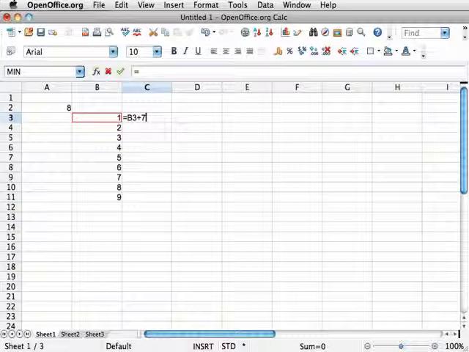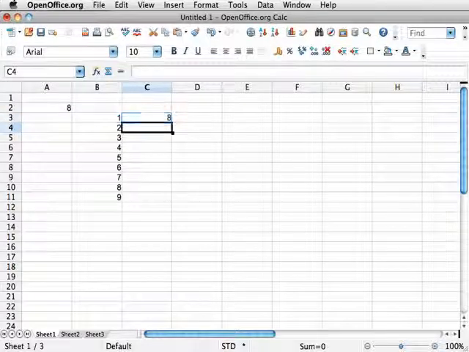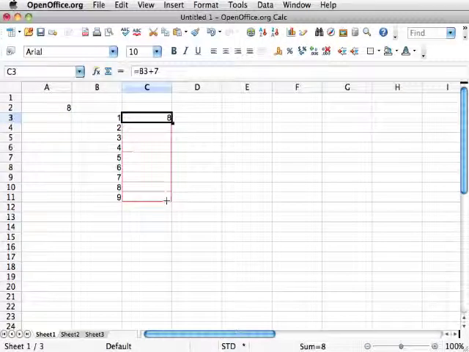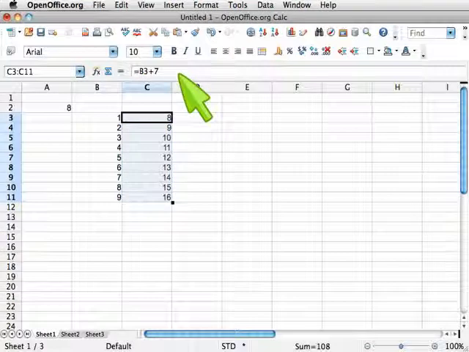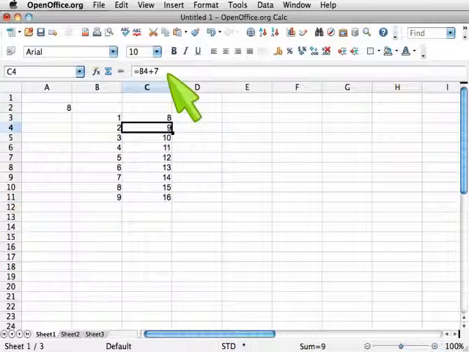B3 plus 7. The result is 8. Copy the formula down. Notice that the contents of cell C3 is B3 plus 7. This formula is written as a relative reference. Because this was written as a relative reference, when you copy the formula down, the formula adjusts itself.